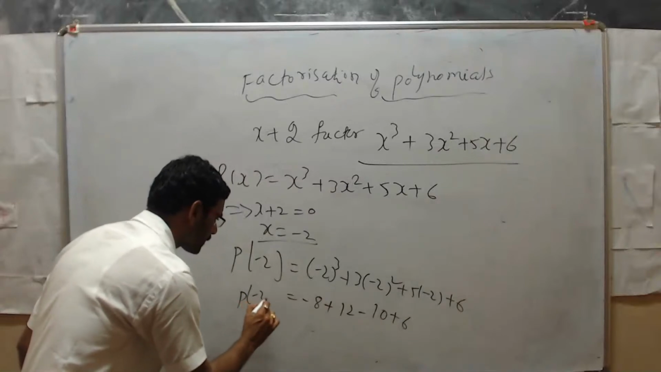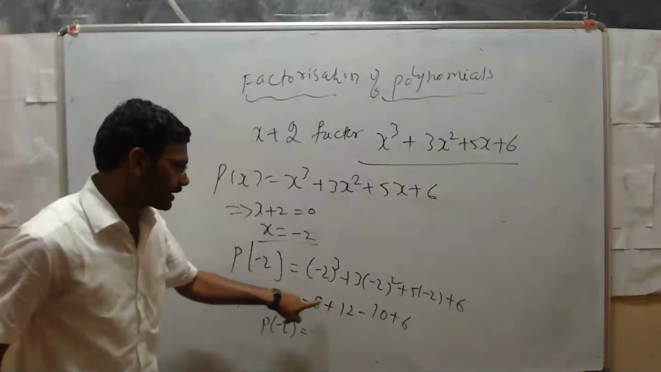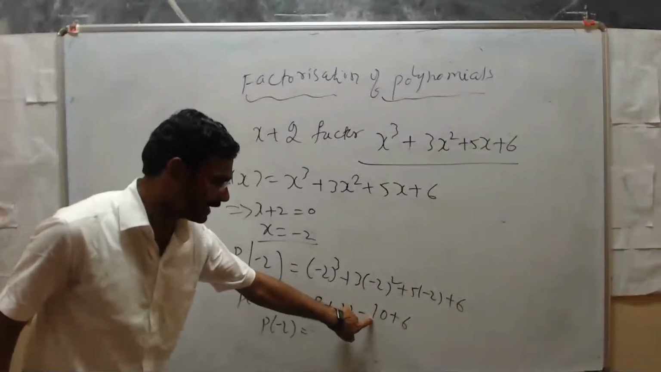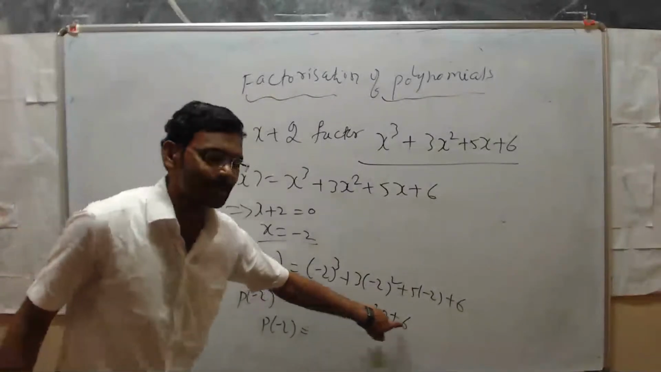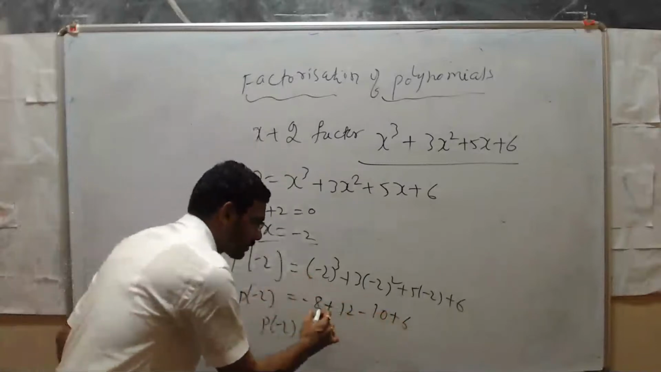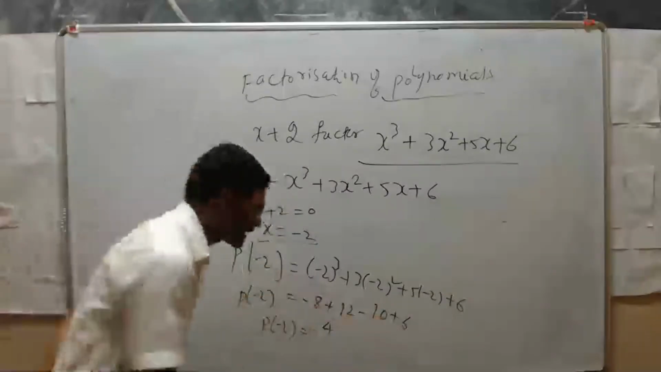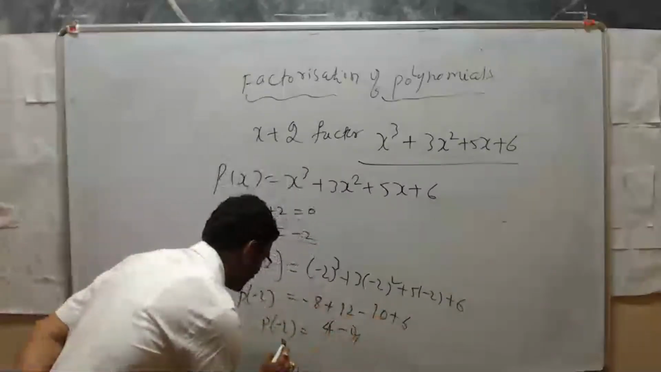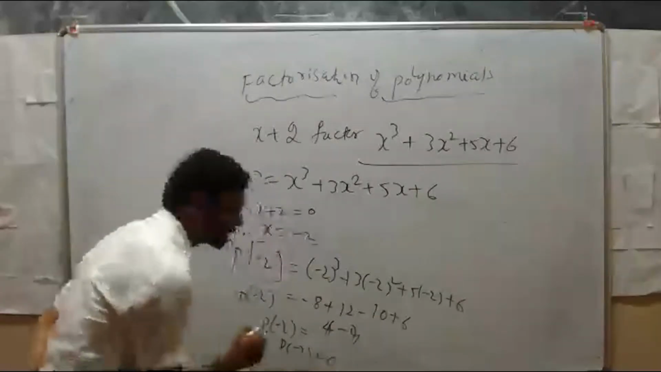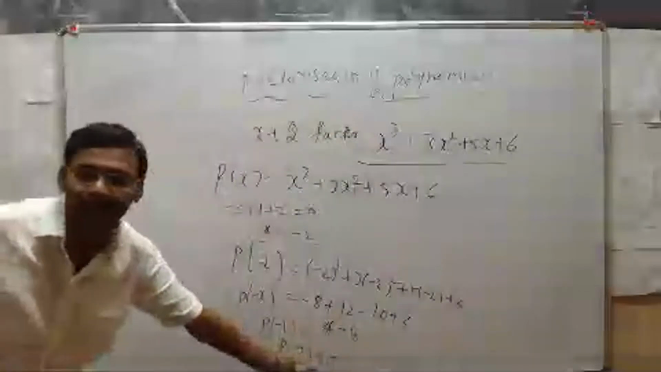Then p of minus 2 is equal to minus 8 minus 10 minus 18 plus 2, sorry, plus 12 plus 6 plus 18. Both are cancelled. Minus 8 plus 12 is plus 4, minus 10 plus 6 is minus 4, both are cancelled. Therefore it is equal to how much? 0.